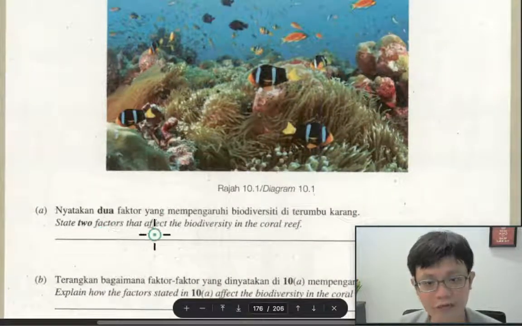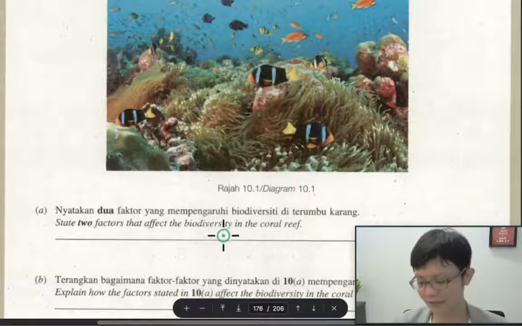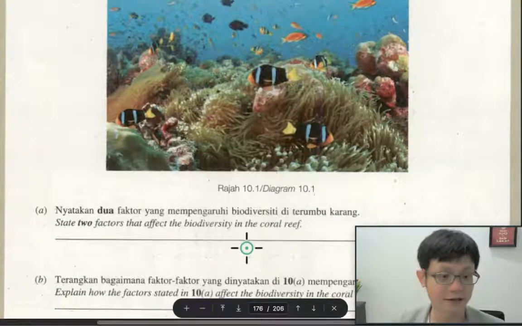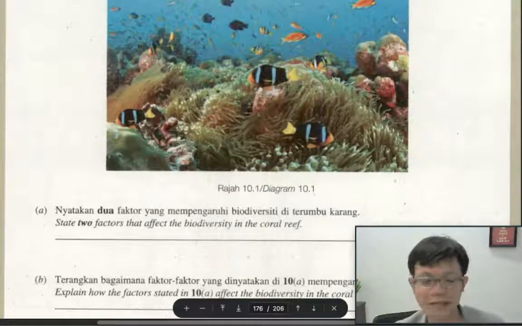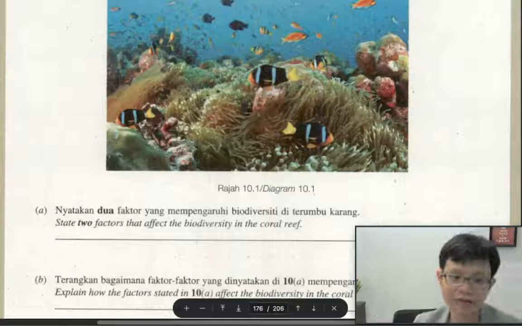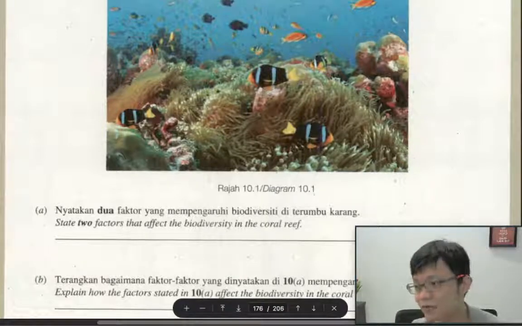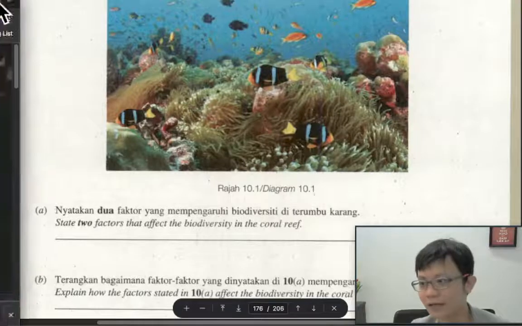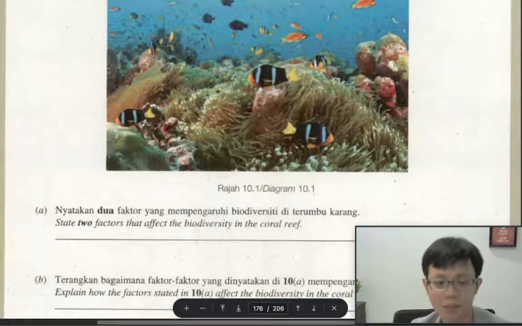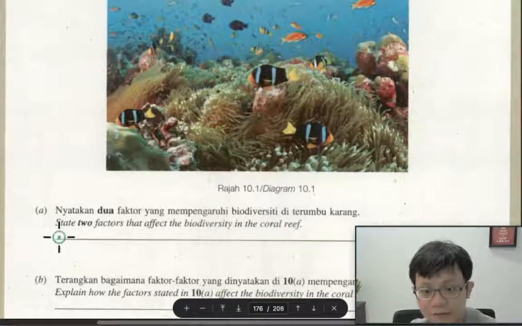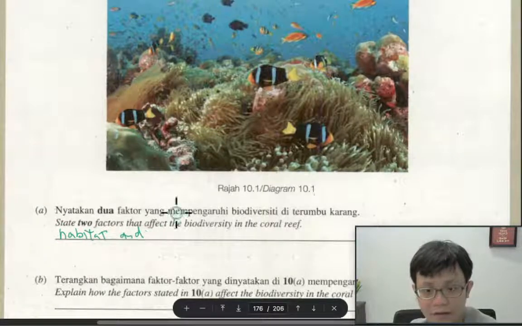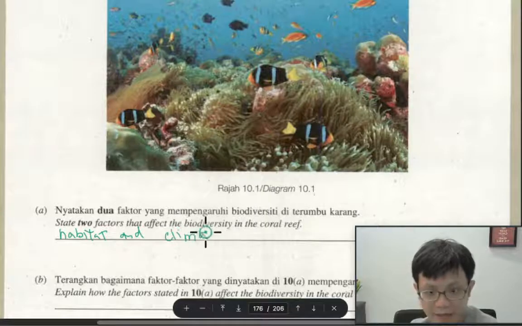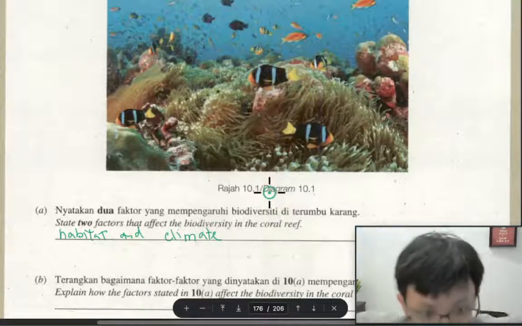State two factors that affect the biodiversity in a coral reef. What affects the coral reef? Okay, so what affects the biodiversity? Actually, the question they ask is very abstract. The answer in the book is also correct. If you look for the answer in the book, it is habitat and climate. So I put here habitat and climate.